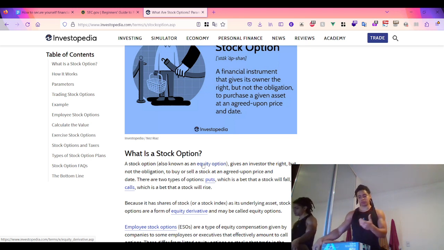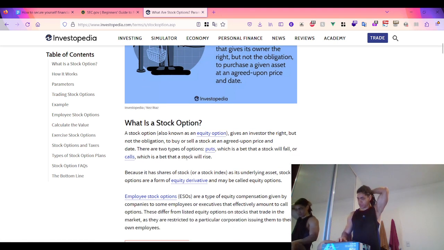So equity, in the financial sphere, means you have assets and liabilities, and once you finally pay off all of your liabilities, what is left is the equity, the ownership, in theory. And a stock option is like that.